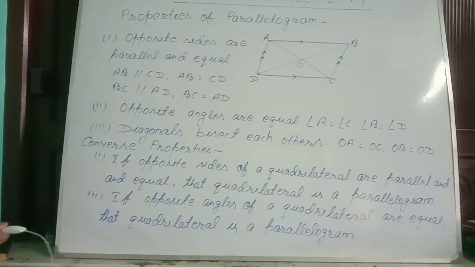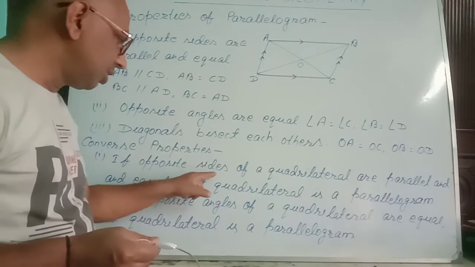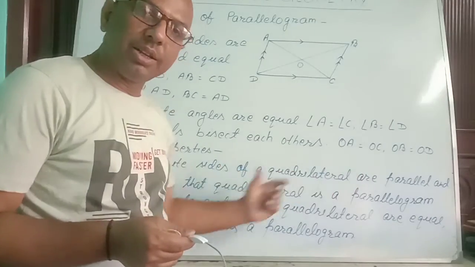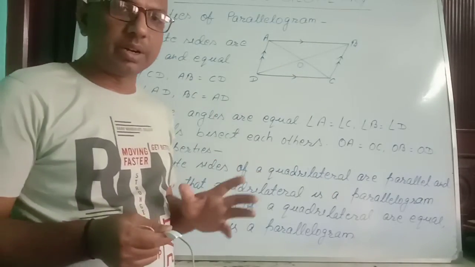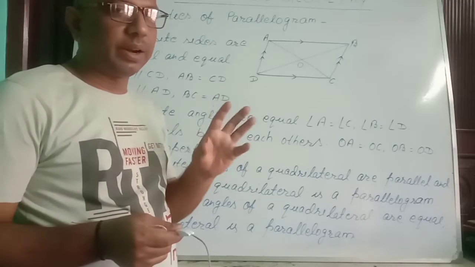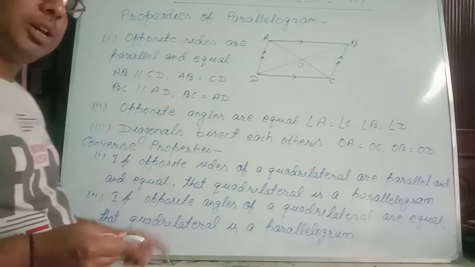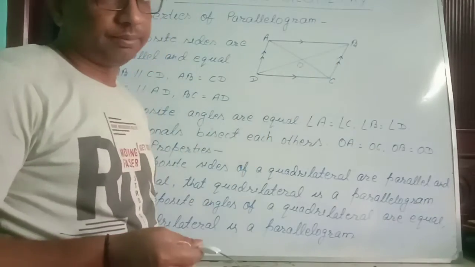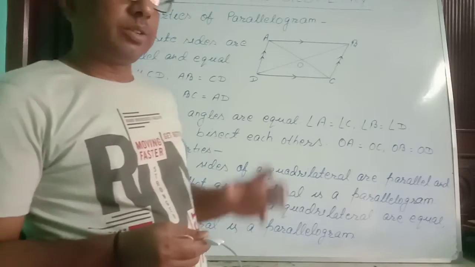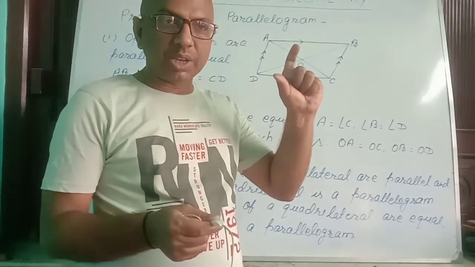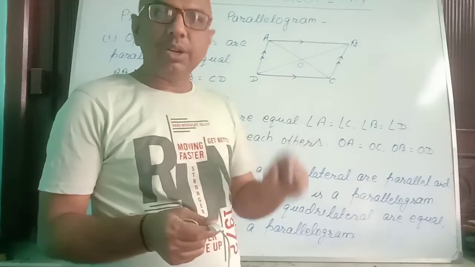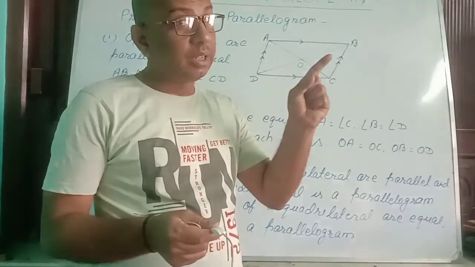Now the second type of properties are converse properties. In these converse properties, I have written if opposite sides of a quadrilateral are parallel and equal. It means any quadrilateral whose opposite sides are parallel and equal, then that quadrilateral is a parallelogram.